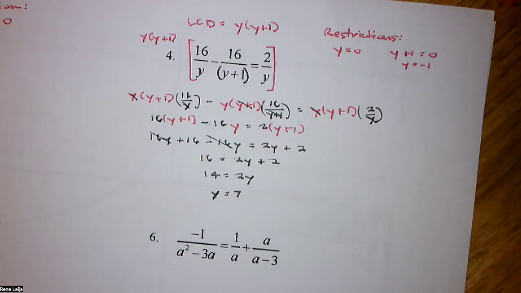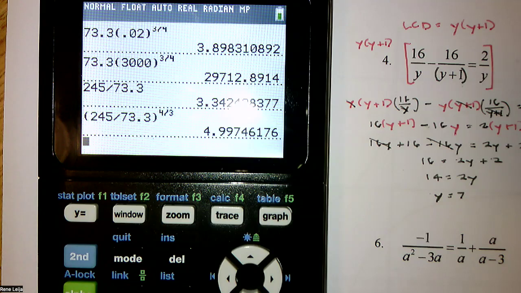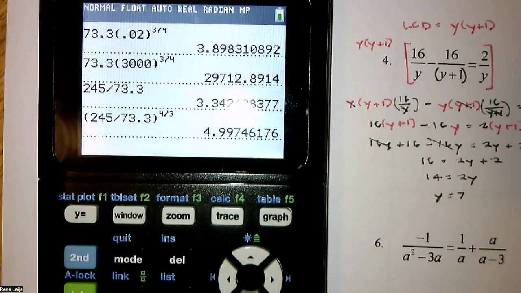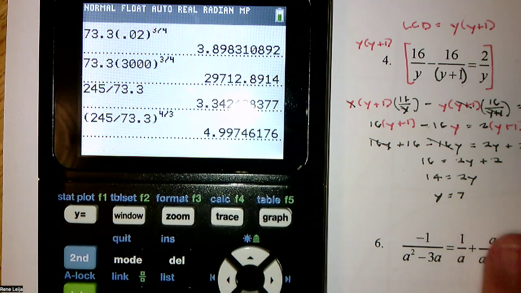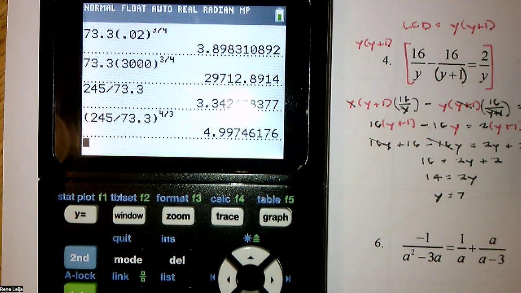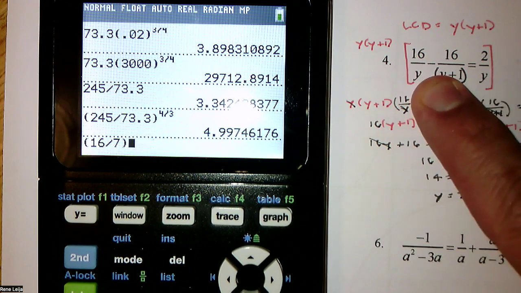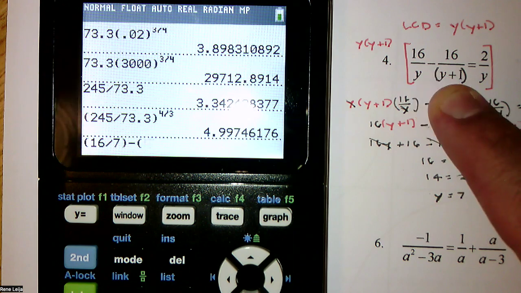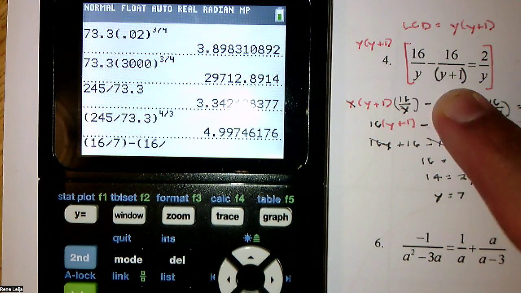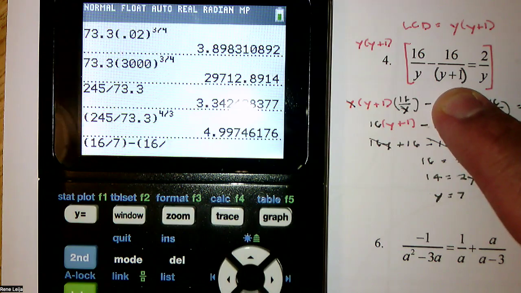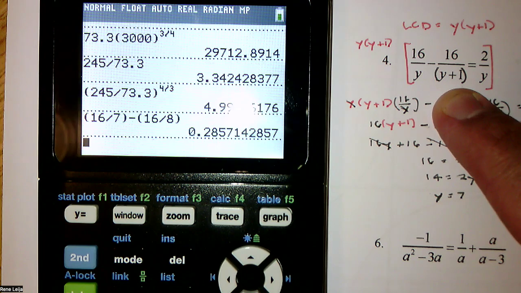Okay, so I'm going to grab my calculator real quick. Whenever you check your work, I really don't expect you to do it by hand. You can plug this in your calculator and I'm going to show you how. So I'm going to take 16 divided by 7, let's put this in parentheses, minus, open parentheses, 16 divided by, and then I'm just going to do this in my head, 7 plus 1 is 8. And that's the answer that we get.